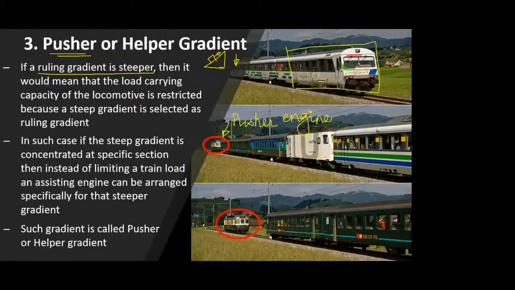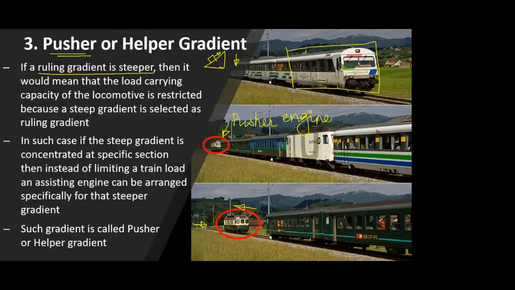And once the up gradient or the steep gradient is covered and it comes on the plain terrain, then this pusher engine is removed and it is again taken downhill for the next train. So if you have such a kind of gradient where you require a helping engine to push your train so that all the load is taken at one time to the upside of the hill, then this type of gradient is known as the pusher or the helper gradient.